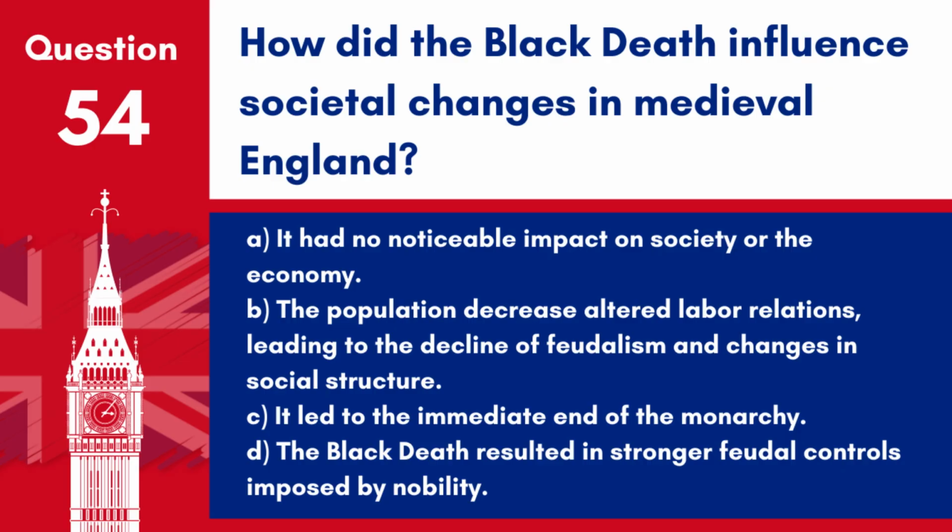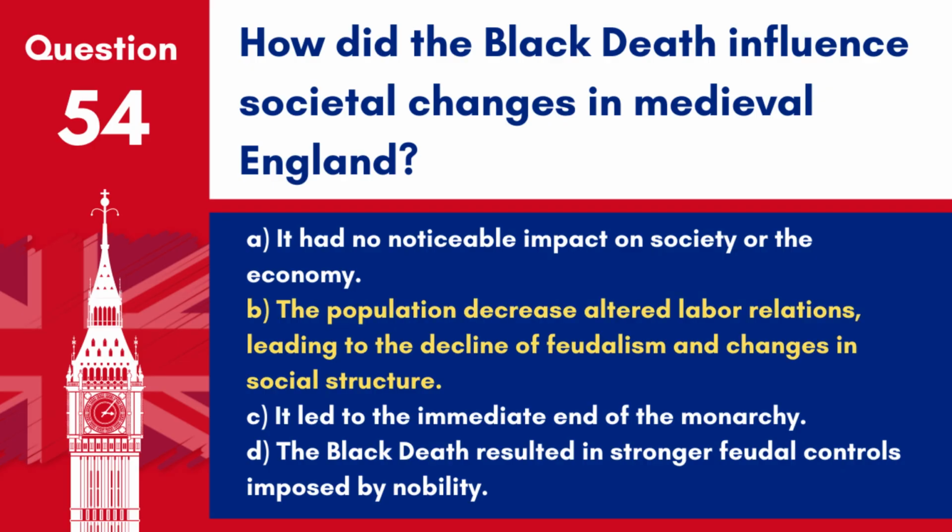A. It had no noticeable impact on society or the economy. B. The population decrease altered labour relations, leading to the decline of feudalism and changes in social structure. C. It led to the immediate end of the monarchy. D. The Black Death resulted in stronger feudal controls imposed by nobility.